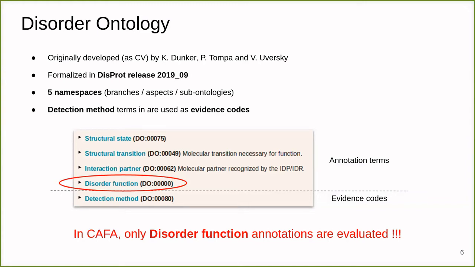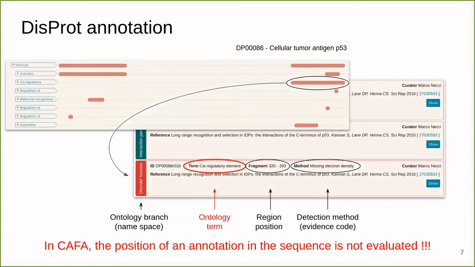At the moment, it contains 5 different namespaces or branches, which are quite independent of each other. Namely, they are structure state, structure transition, interaction partner, disorder function, and detection method. Detection method terms are used only as evidence codes, so they are used to qualify the quality or the provenance of an annotation. In CAFA, we decided to only consider disorder function terms, which are more meaningful, and I will explain why.